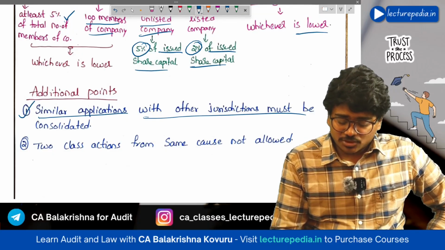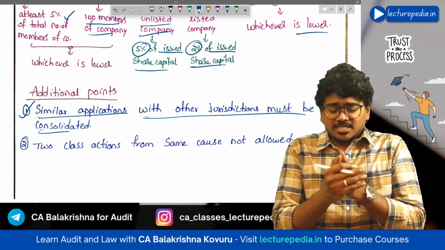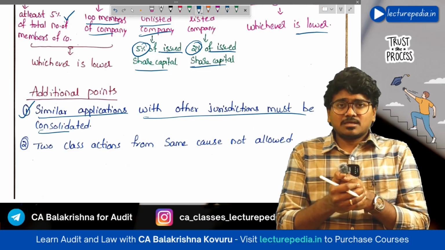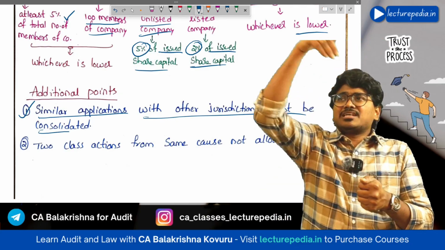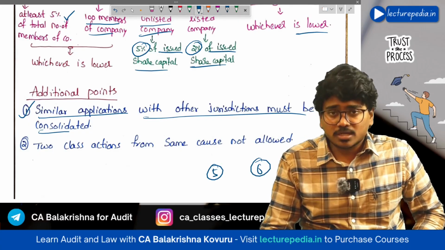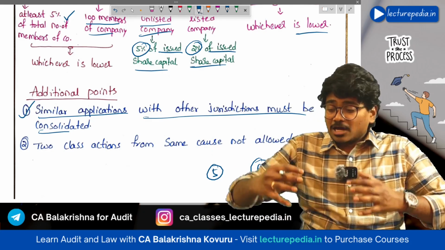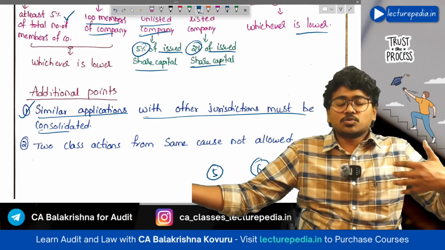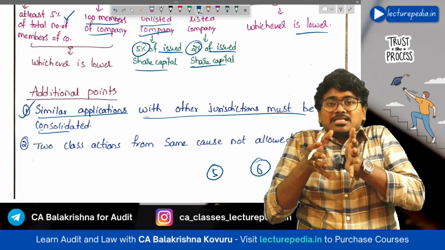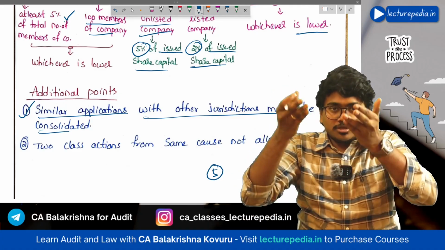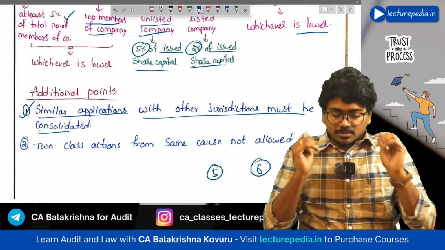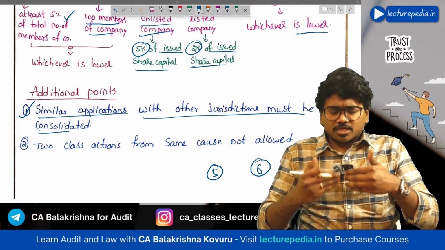Similar applications with other jurisdictions must be consolidated. Now let's say class action suits on the company have been received by the tribunal from various jurisdictions. A group of 5 shareholders, another group of 6 shareholders, another group of 10 shareholders have separately filed class action suits against the company. Then all those class action suits will be combined together and a resolution or solution will be given. So class action suits from different jurisdictions will be combined for giving the solution.